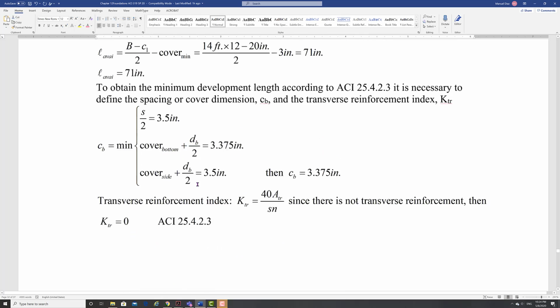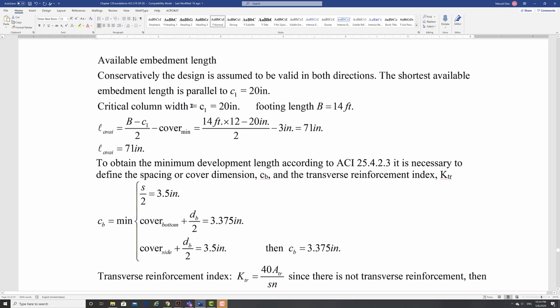So development length, make sure that we have that. How much do we have available? Critical from the face of the column. So we find B minus the dimension of the column controlling, divided by 2. You look at the smallest one, because that's the smallest distance you have to put your bars, right? Minus the cover, that means you only have 71 inches.